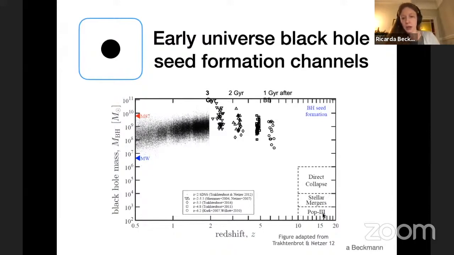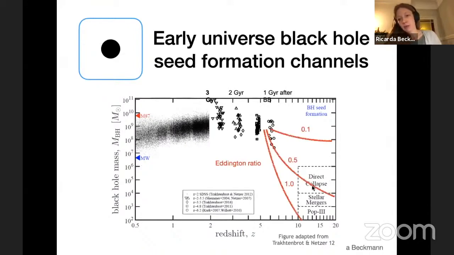So they go from these Pop III scenarios, which would form the smallest seeds, possibly at the highest redshift, all the way to direct collapse black holes, which already upon seed formation are several orders of magnitude larger. But even the most massive of these seed channels leave a large gap between where we think the seeds could form and where we observe the first supermassive black holes.